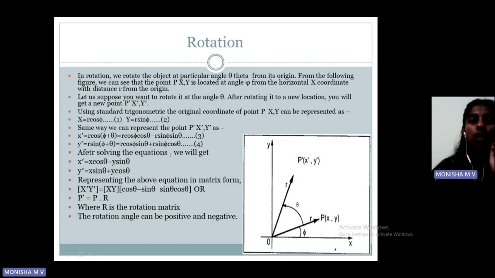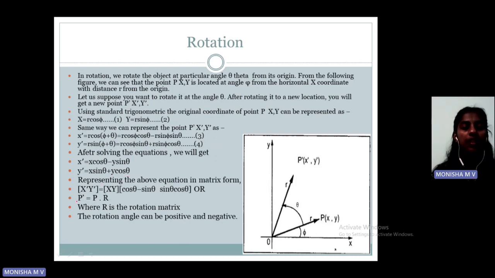This is the equation form of cos of a plus b and sin of a plus b. After solving all equations 1, 2, 3 and 4, we get the coordinates x dash equals x cos theta minus y sin theta, and y dash equals x sin theta plus y cos theta.